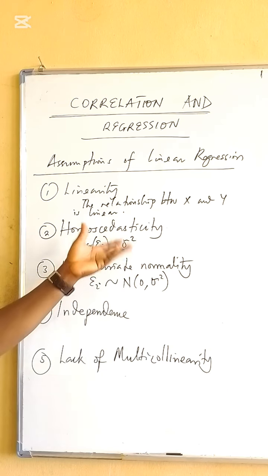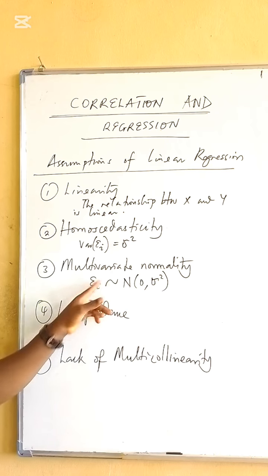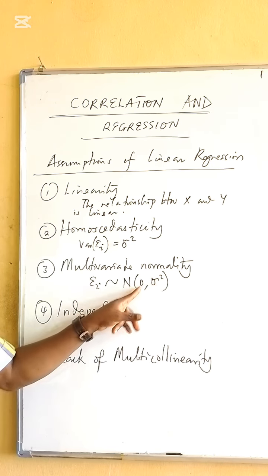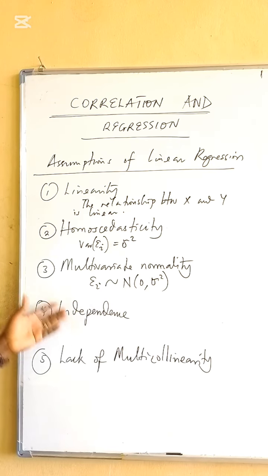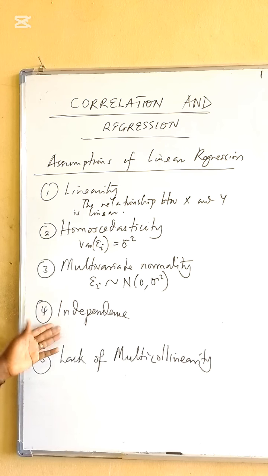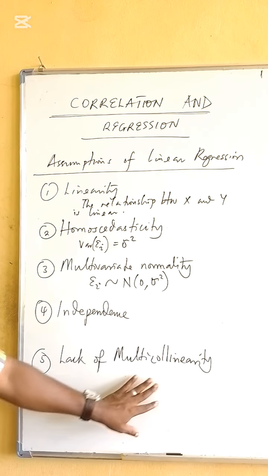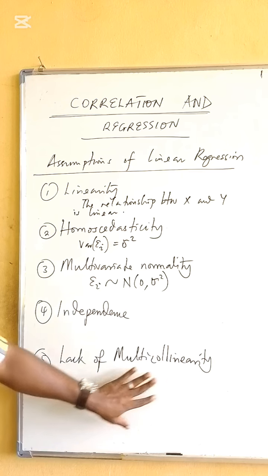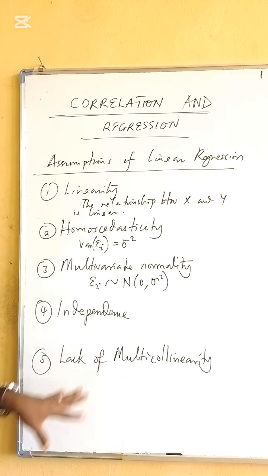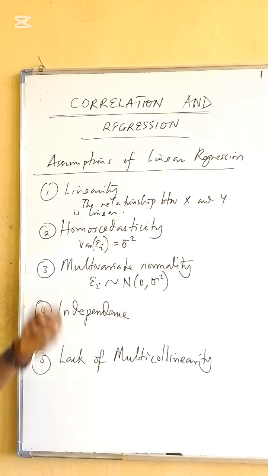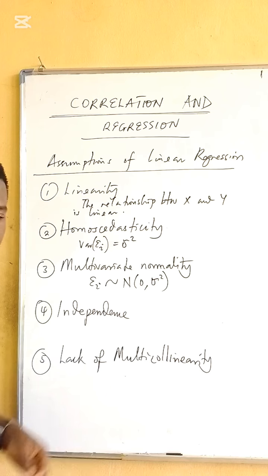Number three, multivariate normality, in which case the error terms follow a normal distribution with mean 0 and variance sigma square. We also have the properties like independence and lack of multicollinearity, in which case we assume that the variables are not correlated. Okay, so that being said, look at these properties. Let's now go over to solving a concrete problem.